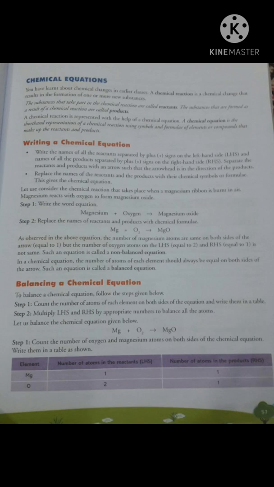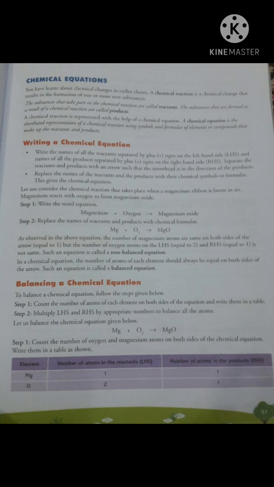Now the word equation. In this reaction, magnesium and oxygen are the reactants. Magnesium plus oxygen react together to produce magnesium oxide. Magnesium oxide is written after the arrow, as the arrowhead indicates magnesium oxide.